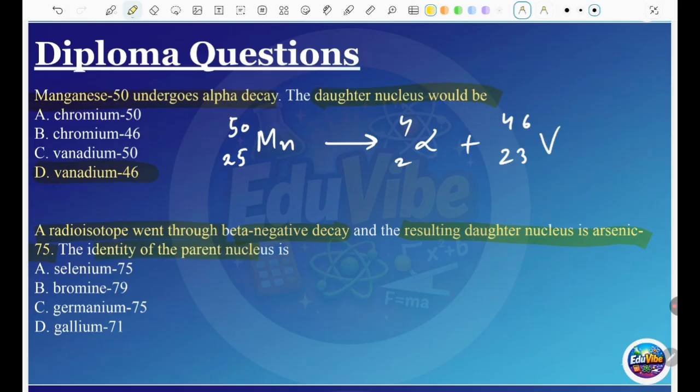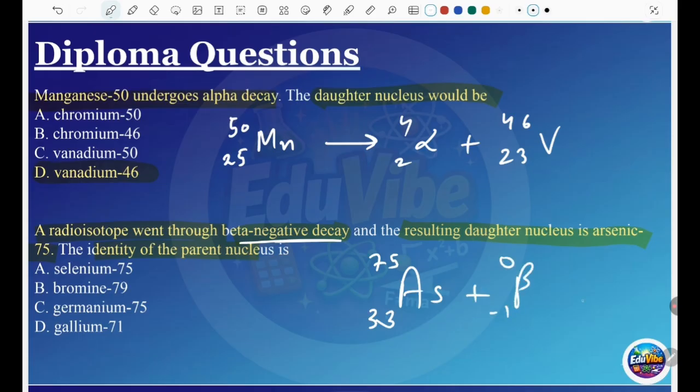So there is a backward thing again. We have the product as arsenic, which is 75, with atomic number 33. And this is the beta negative case, so I also have an electron and the anti-neutrino as products. We have to tell what the reactant is. So 75 stays 75. When we go forward, from reactant to product, in beta negative we add plus 1. But when we go backwards, we do minus 1, which is 33 minus 1, which is 32. At 32, you have germanium, which is Ge.